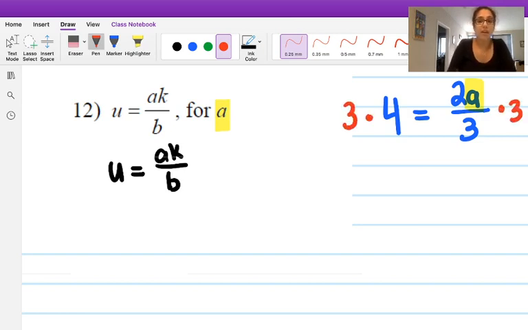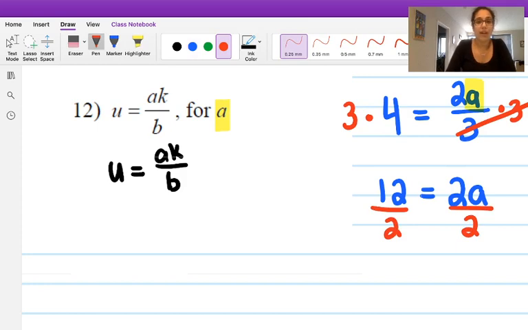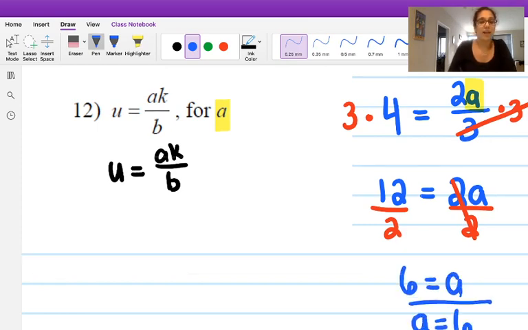This goes away. So what do I get? I get 12 equals 2a. And what do I do to undo this multiplication? I divide by 2, and I get, this goes away, right? The 2 goes away, and I get 12 divided by 2 is 6 equals a, or a equals 6. Now let's try this side. So again, same steps.